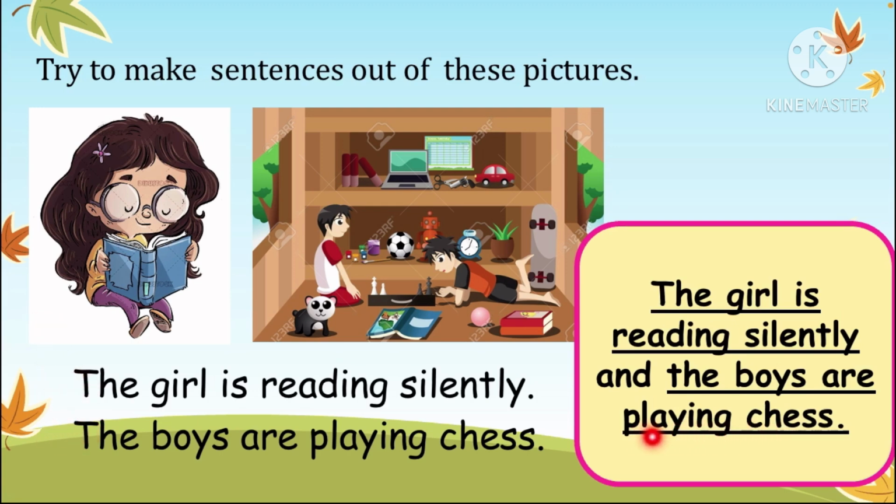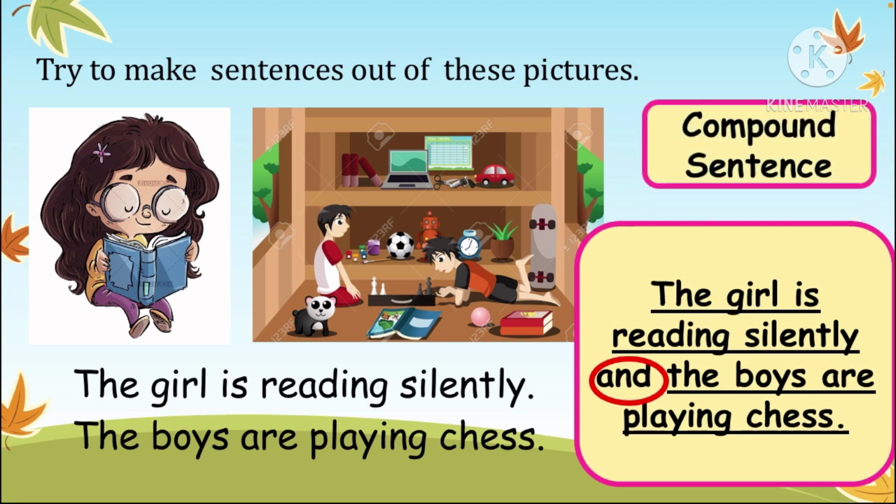How did we combine it? By adding the conjunction, or the word, and in between the two simple sentences. Let us read. The girl is reading silently and the boys are playing chess. This type of sentence is what we call a compound sentence.